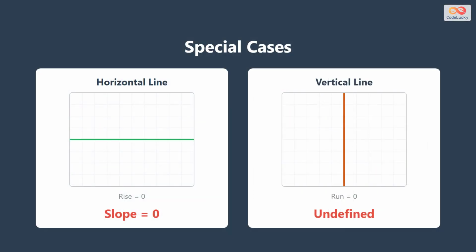There are 2 special cases to remember. For a horizontal line, the rise is 0 because it doesn't go up or down. 0 divided by anything is 0, so the slope is 0. For a vertical line, the run is 0 because it doesn't move left or right. You cannot divide by 0, so the slope of a vertical line is undefined.